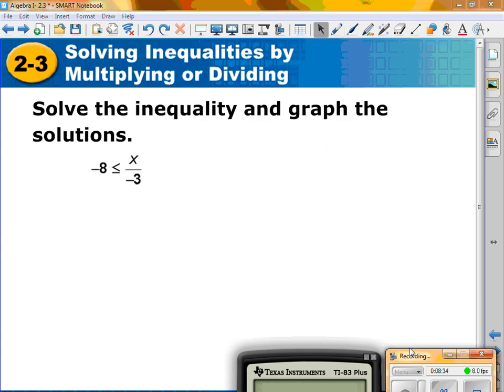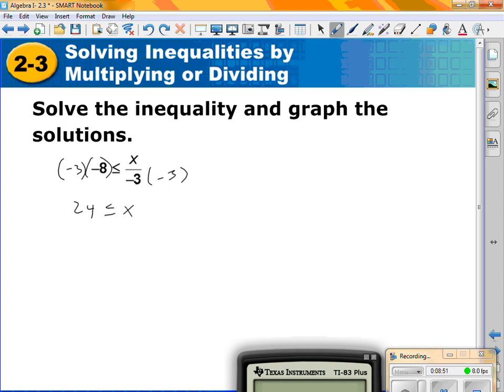Try this one. I'm being divided by negative 3, so I have to multiply by negative 3. Negative times a negative is a positive. 3 times 8 is 24, less than or equal to x. X is greater than 24. So I have 24 closed to the right.